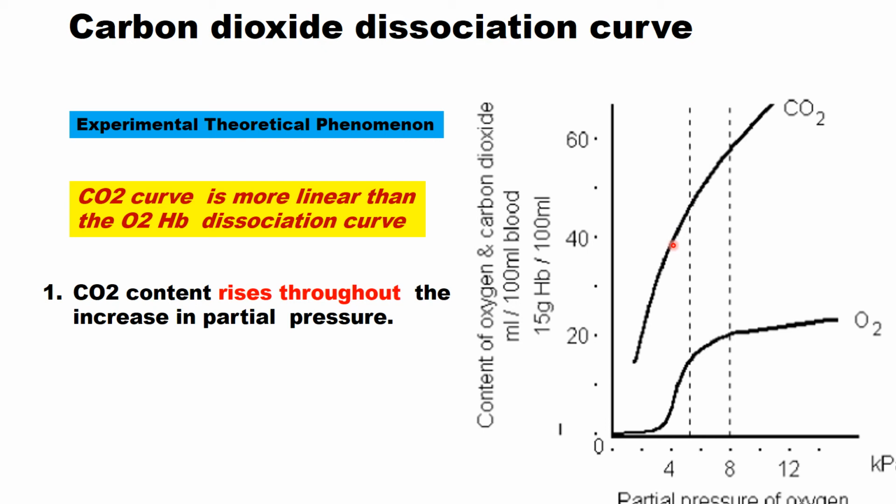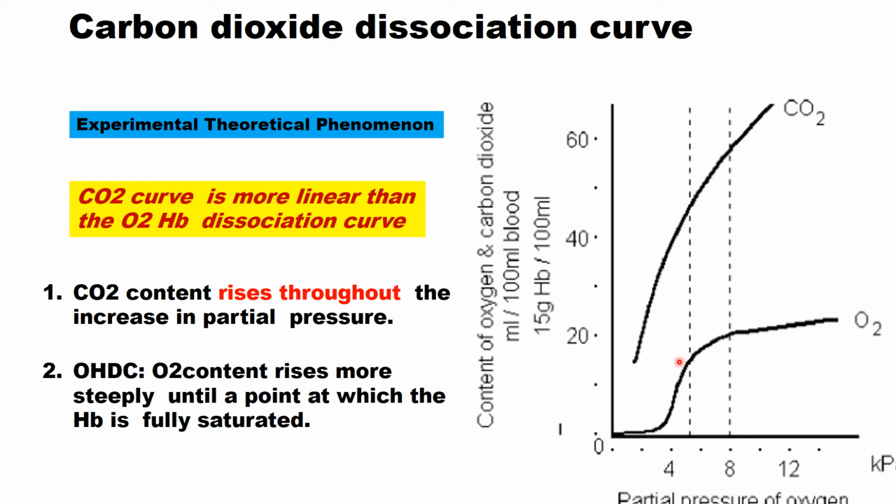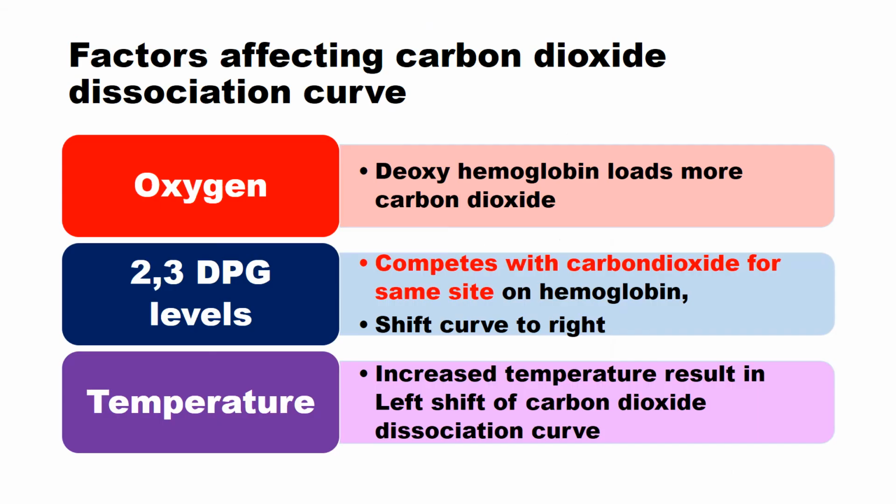As we have said, we can see the rise of carbon dioxide throughout with the increase in the partial pressure. And in the oxygen hemoglobin dissociation curve we already know that it has two parts, the steep portion and the flat portion. In the flat portion, the oxyhemoglobin has become saturated, and therefore there is a flat or plateau phase which is seen in this.